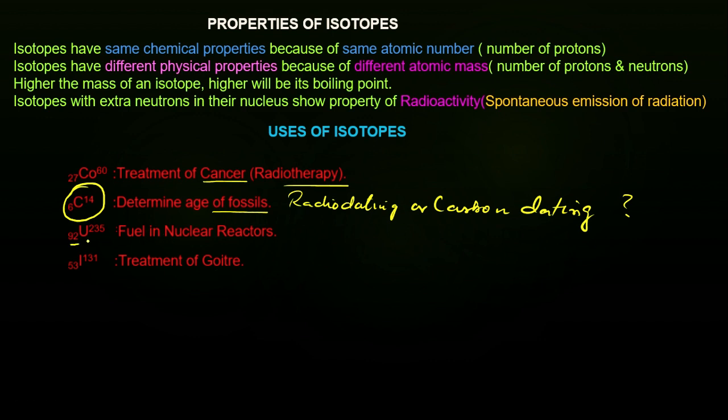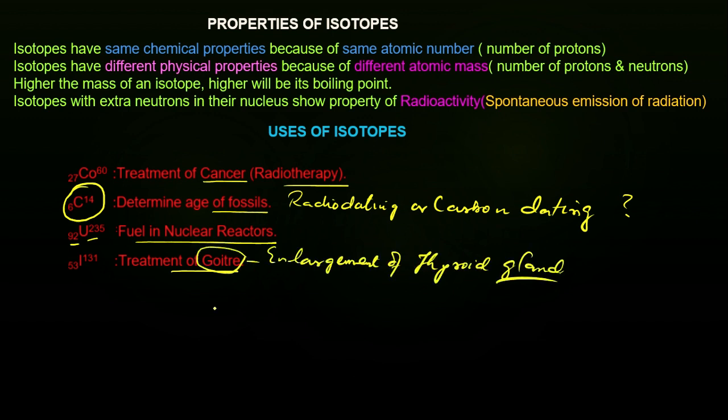Another isotope is uranium 92 235, used as fuel in nuclear reactors, nuclear fission and fusion, all that. And an isotope of iodine, 53 is the atomic number, 131 is the mass number, is used in treatment of goiter. Goiter is enlargement of the thyroid gland. So in order to treat that goiter, the iodine isotope 53 131 is used.